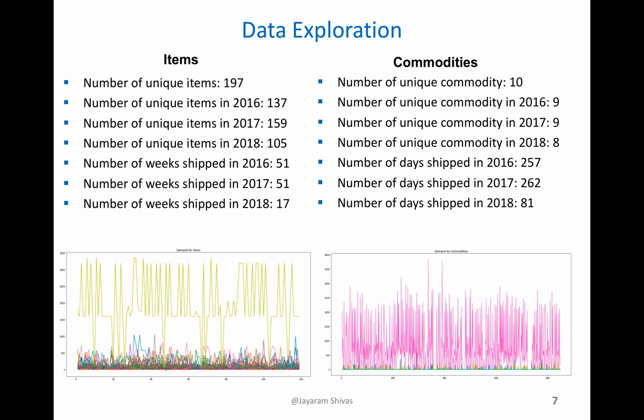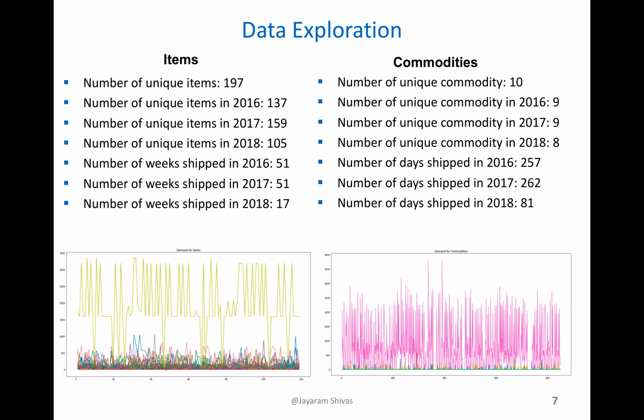So the first step I did, once I loaded the data, was to explore both items and commodities individually. I looked at how many unique items and how many unique commodities I have, and how many unique items or commodities were shipped every year. And at the bottom, you can see a simple trend of the items shipped on a daily basis for the 2 years and 4 months of data.